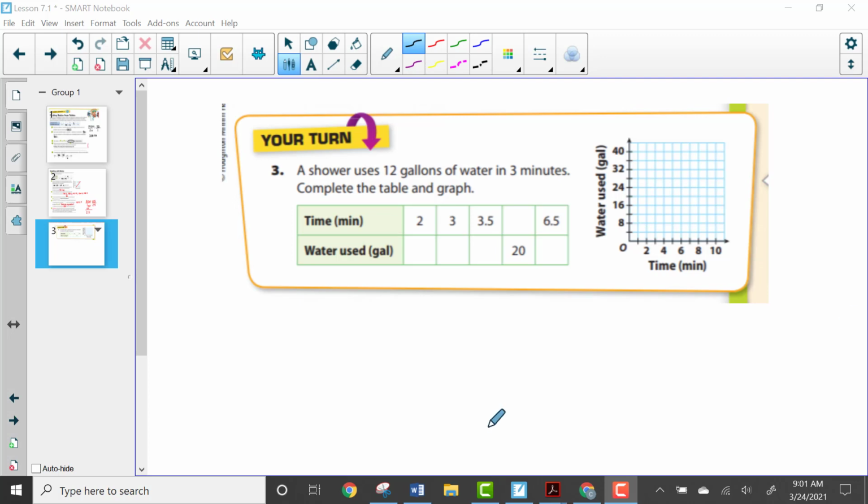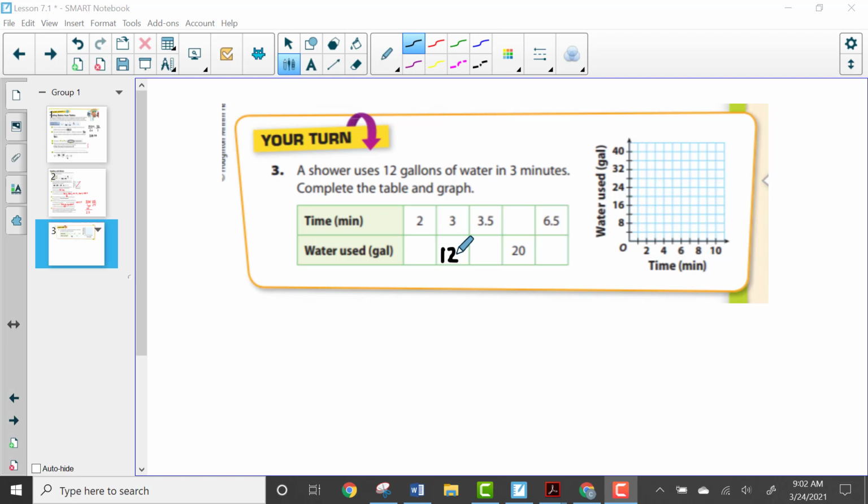Now, what we can see is 12 gallons of water in 3 minutes. So we take a look at our table here, and we think about this right here, 3 minutes. So that's going to give us 12 gallons in 3 minutes. In order to fill the rest of the table in, we need to think about what is happening to our 3 in order to get it to 12. What we're doing is multiplying that 3 by 4 in order to get it to 12.